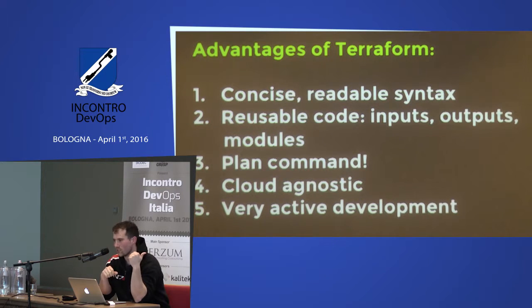The plan command is just awesome. It's so nice knowing what you're about to do before you do it. You can also save a plan and apply exactly what's in the plan file, so there's no chance of breaking something because somebody else updated. It's cloud agnostic, so you can create one resource in AWS and another one in DigitalOcean and actually connect the two. And it's being developed very actively.